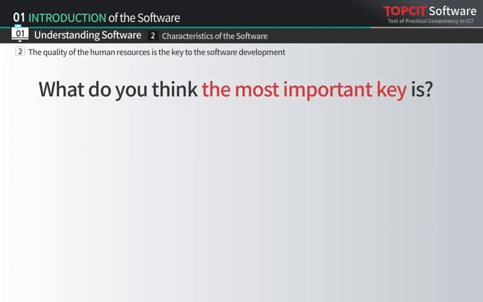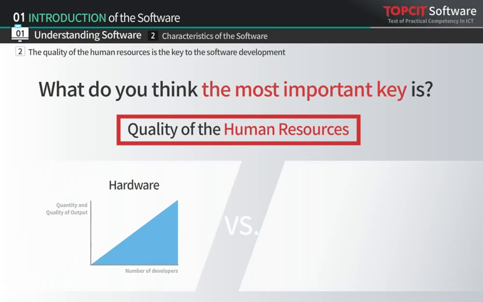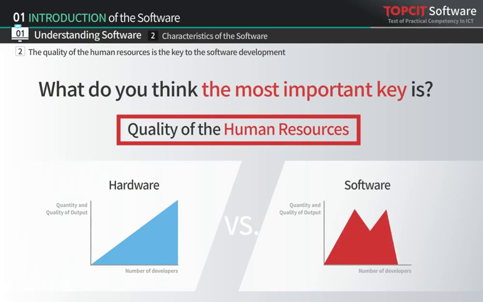What do you think is the most important key in software development? The quality of human resources is the key to software development. Even though it could be expected that putting in more human resources will let the business get great outcomes during the process of hardware development, that way is not that effective for the software development process.